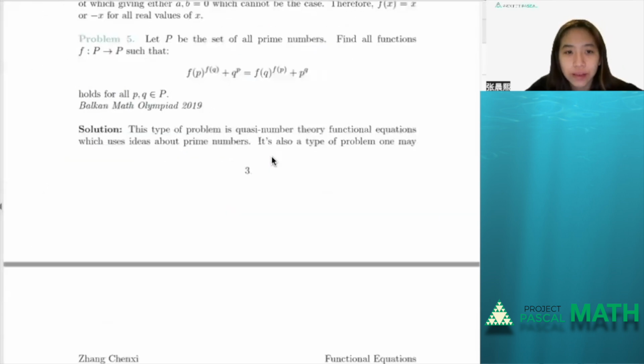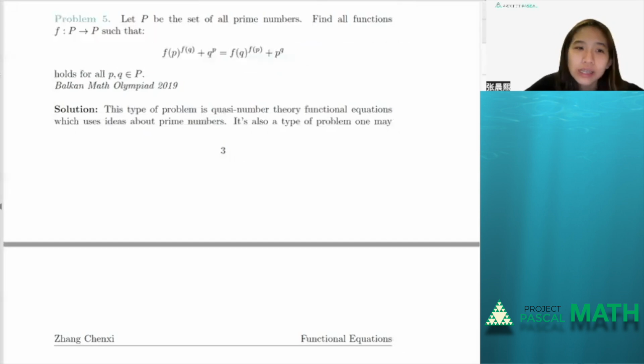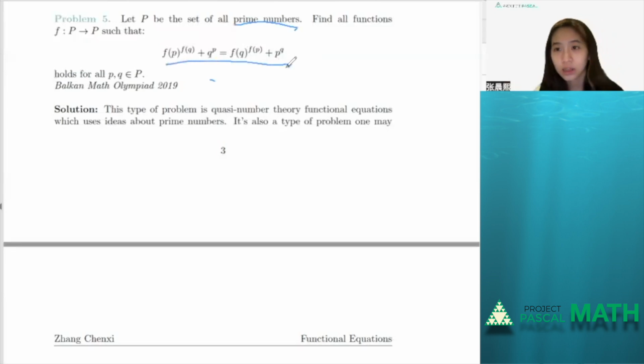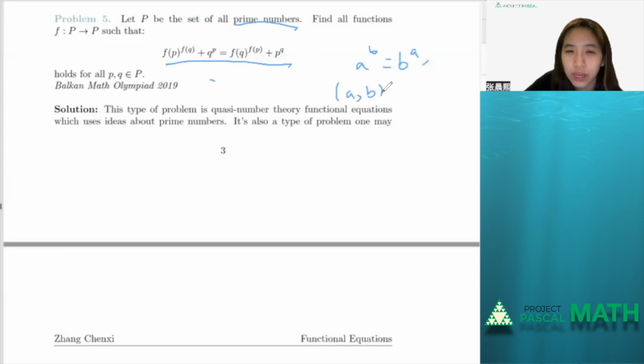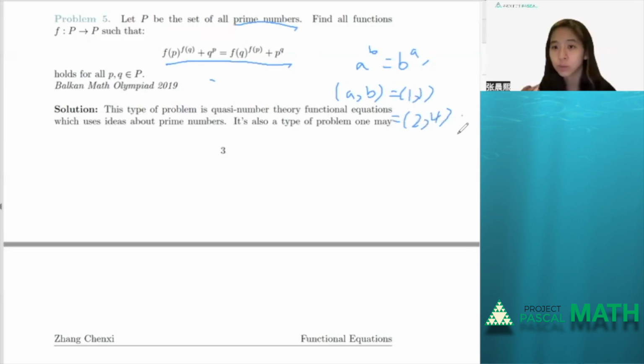Now question 5 is a more number theory style question, you know, immediately when you see prime numbers as one of its domains. I think when you see this, you always think about this a^b equals b^a question, whereby the only integer solutions give you a=b and (a,b) equals (2,4), which is somewhat related and provable by calculus.